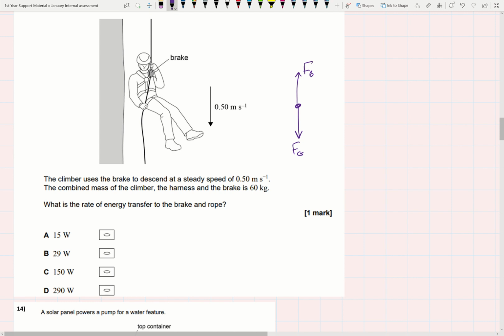So, in order to find the power, so rate of energy transfer, that's power. I know that power is force times velocity. So in this case, I know that the force is equal to the weight, which is 60 times 9.81, and my velocity is 0.5. So I go 60 times 9.81 times 0.5, and that gives me 294.3, which is D, which isn't too bad.